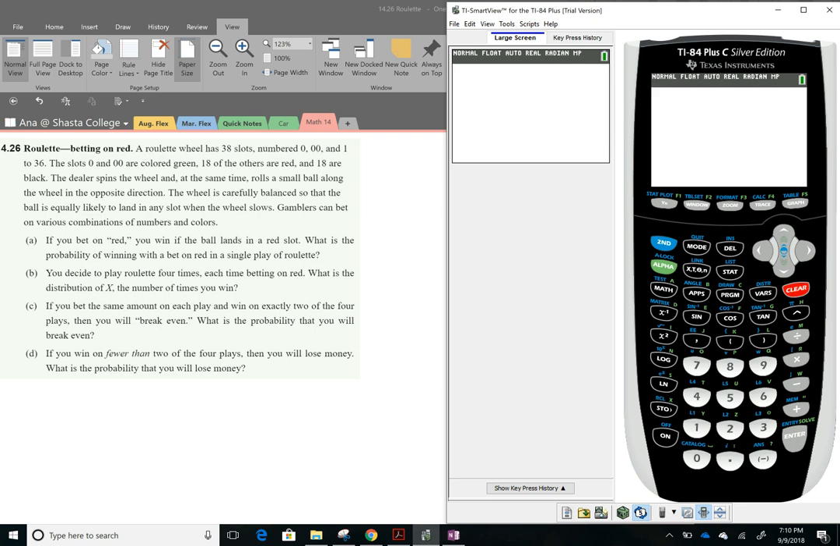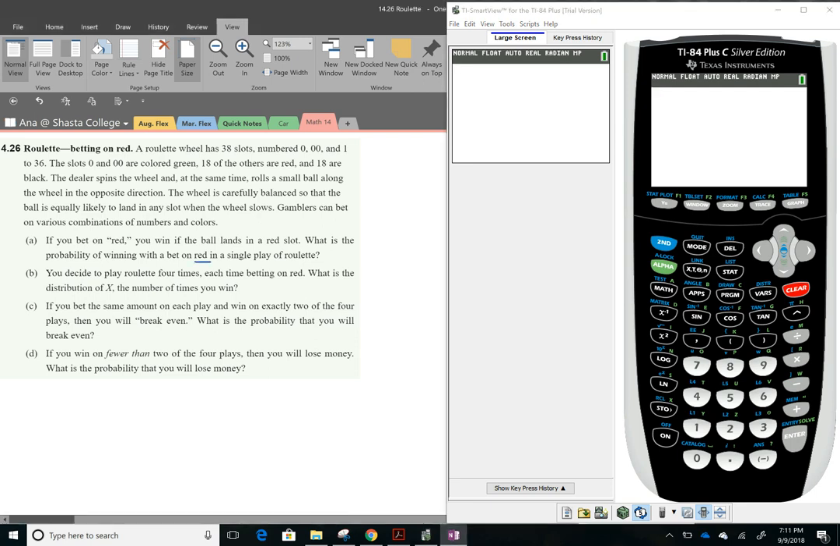The dealer spins the wheel and at the same time rolls a small ball along the wheel in the opposite direction. The wheel is carefully balanced so that the ball is equally likely to land in any slot when the wheel slows. Gamblers can bet on various combinations of numbers and colors. If you bet on red, you win if the ball lands in a red slot. What is the probability of winning with the bet on red?